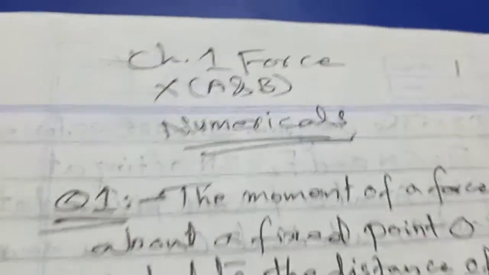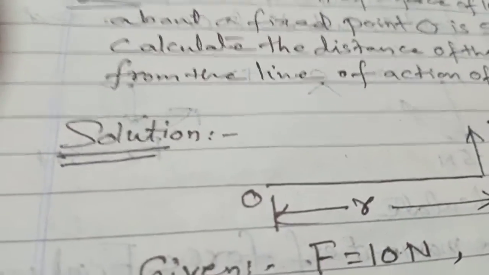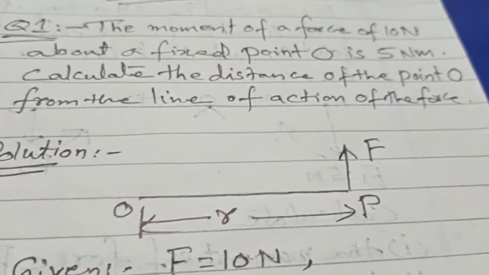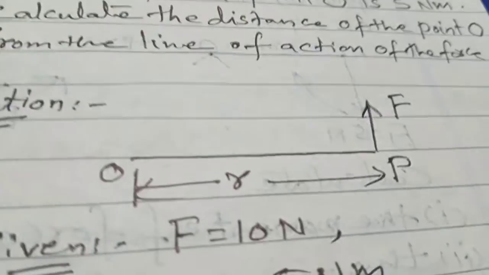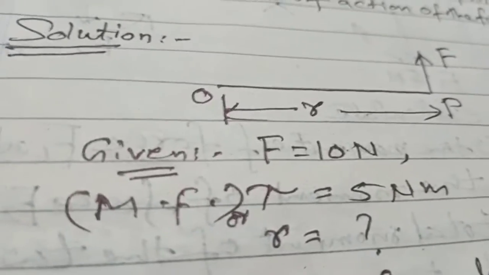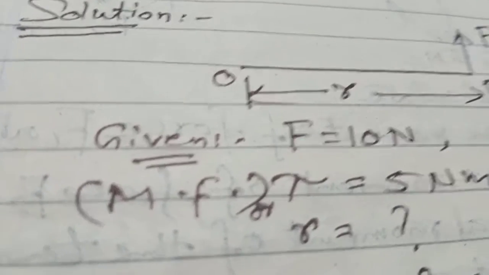The moment of a force of 10 Newton about a fixed point O is 5 Newton meter. Calculate the distance of the point O from the line of action of the force. Solution: see the diagram, point O to P. O is the pivoted point and the distance O to P, suppose, is R.